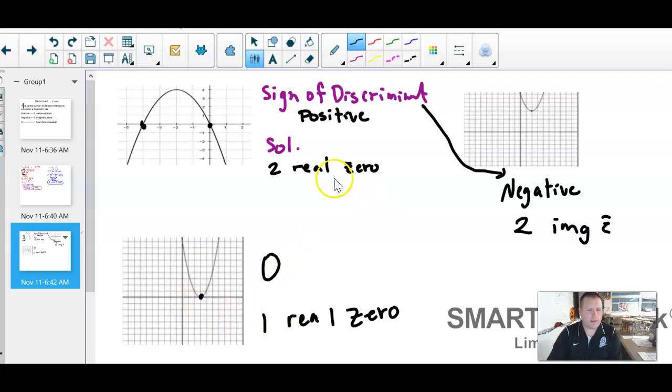Okay, so just to recap on a graph, if it crosses the x-axis twice, the sign of the discriminant is positive with 2 reals. If it doesn't cross at all, that means it's negative with 2 imaginaries. And if it crosses once, the sign of the discriminant is 0 with 1 real solution, or 0. So sorry about that little mess up. That's how that goes. And yeah, so that's your discriminant. Again, it's just a formula, and you just go that route.